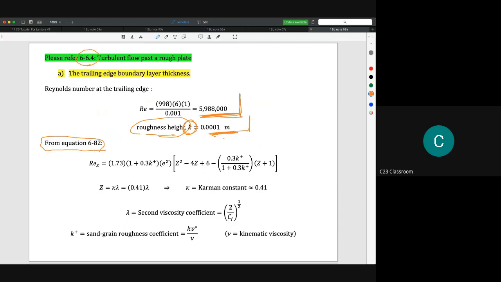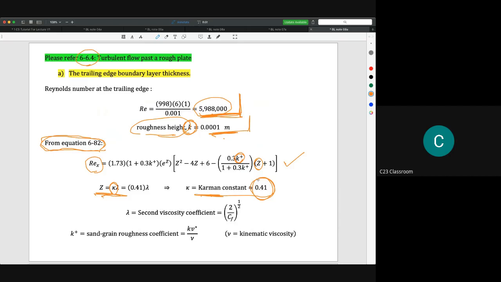So we have equation 6.82 here. We have the Reynolds number, and then we have the equation of this one. We have a value of Z and we have the value of K plus here. Z can actually be calculated by kappa times lambda. The kappa here is the constant proposed by von Karman, equal to 0.41. It comes from curve fitting, actually, from the gradient of their graph.